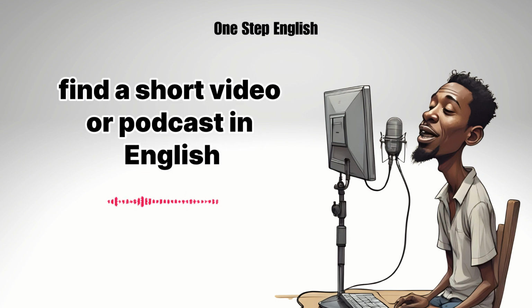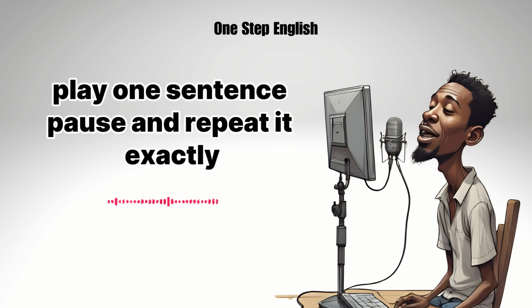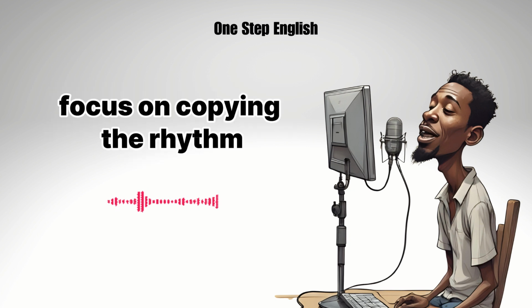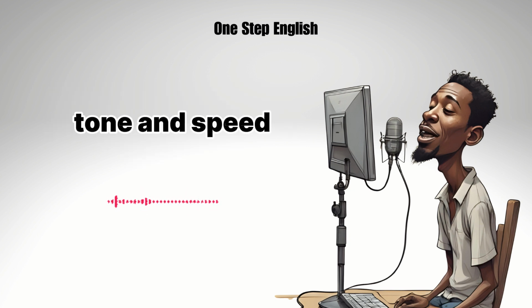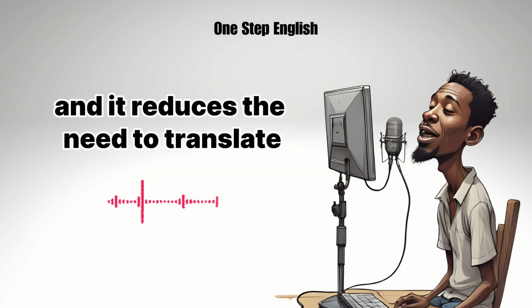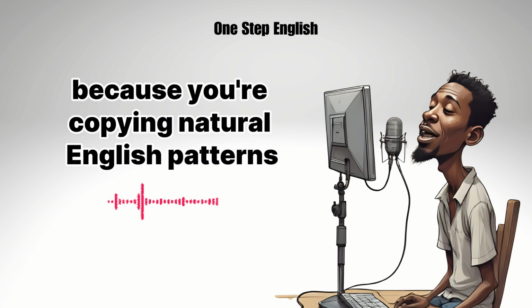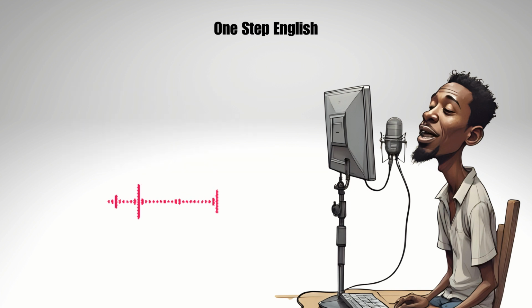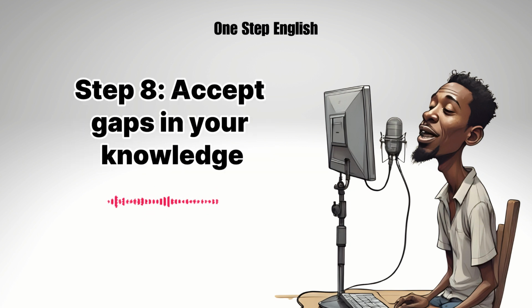Step 7. Shadow conversations. Find a short video or podcast in English. Play one sentence, pause, and repeat it exactly. Focus on copying the rhythm, tone, and speed. Shadowing helps your brain and mouth work together, and it reduces the need to translate because you're copying natural English patterns.